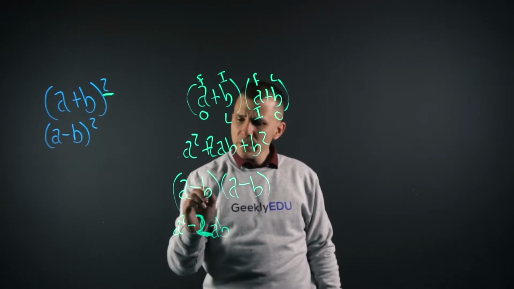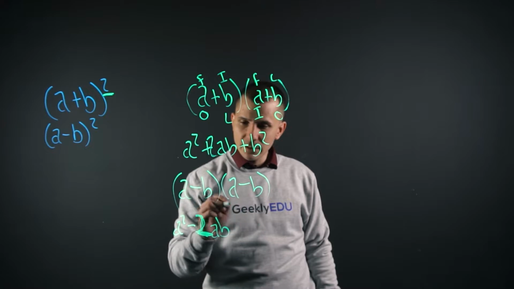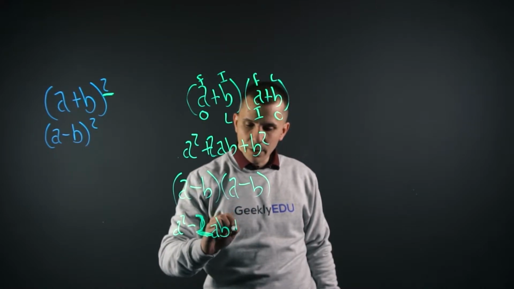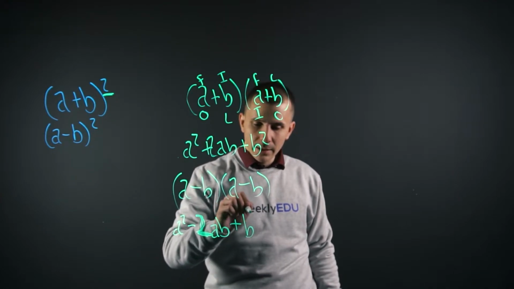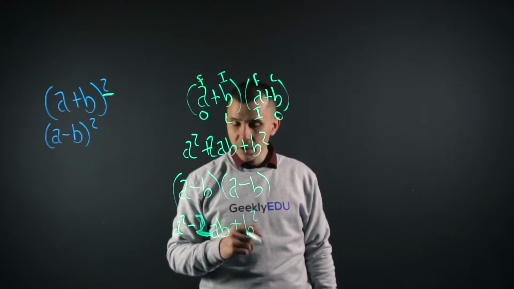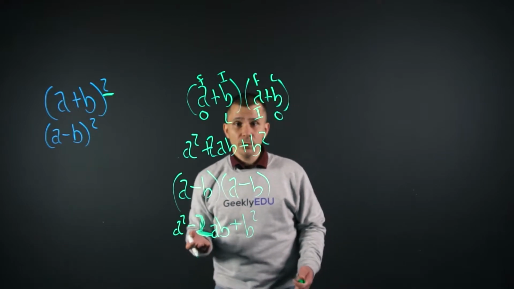Then we're going to have a negative and a negative. So negative times a negative becomes a positive, and we can't minus a minus anyways. So we have plus b squared. All right, that seems pretty straightforward, right?